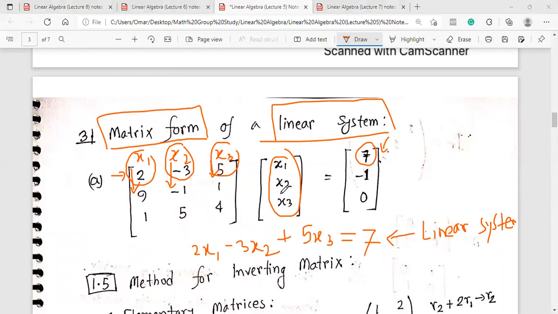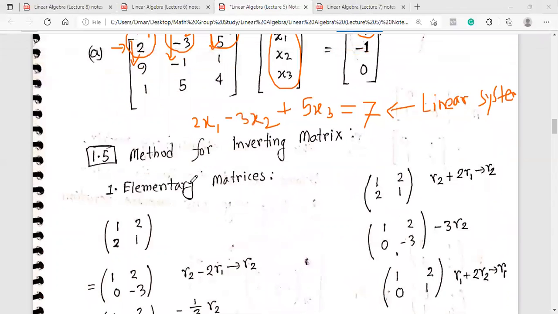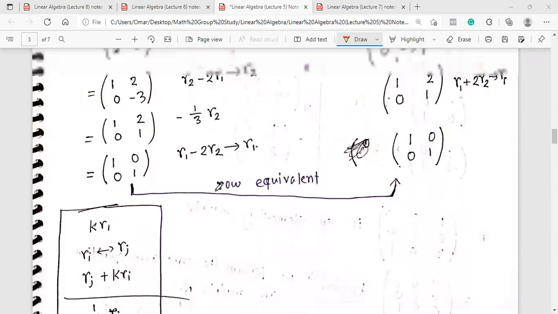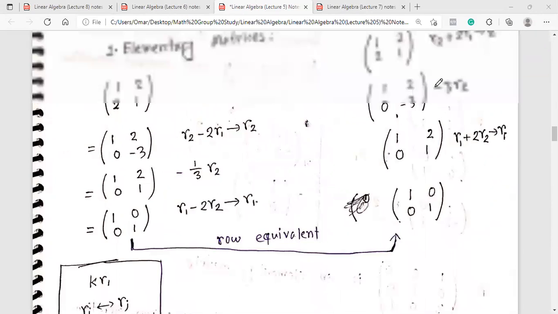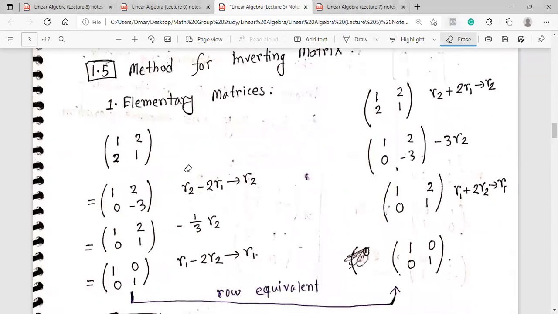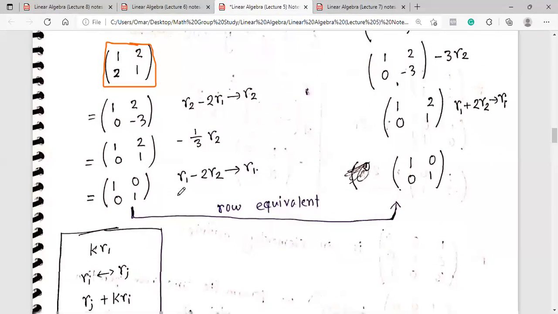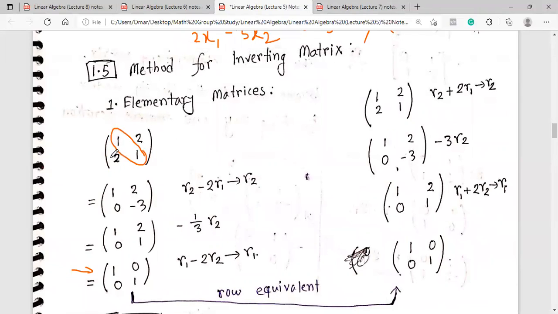Okay. So let's see the method of inverting matrix. So elementary matrix 1, 2, 2, 1. So now we will see how to solve the matrix. Okay. So for example, here we have 1, 2, and 2, 1. So we need to make this matrix an identity matrix. Or if you look back at the main diagonal, so the main diagonal is this way. So we need to make all the entries below this main diagonal 0.